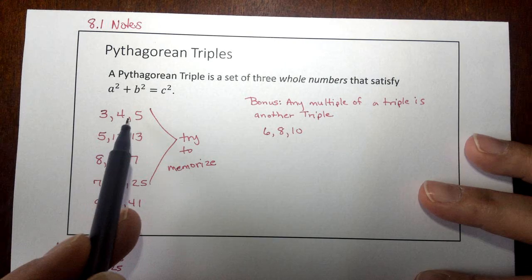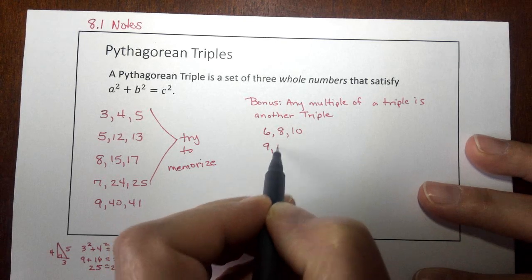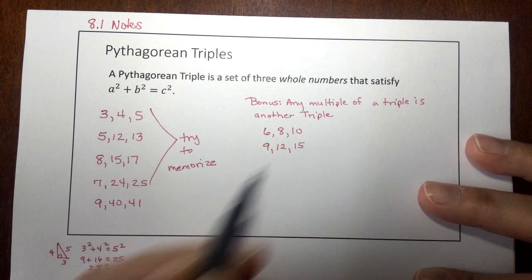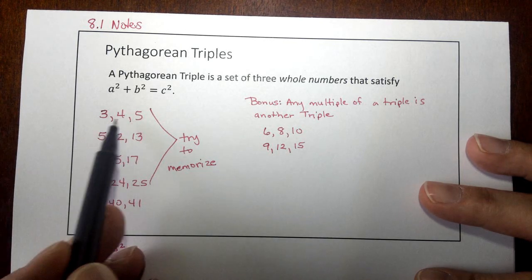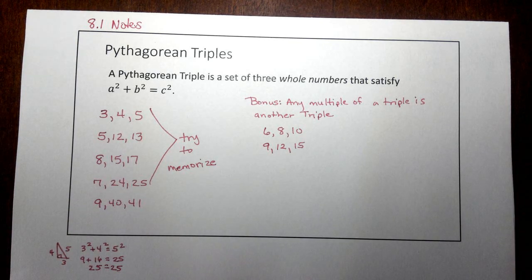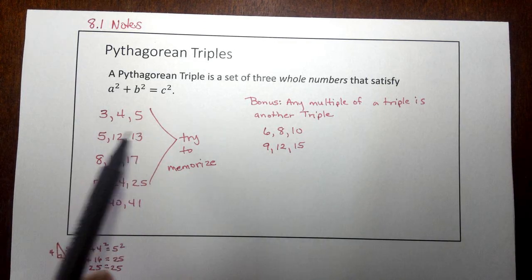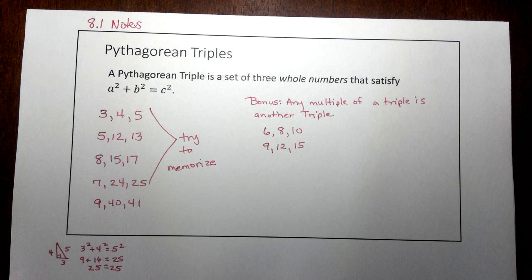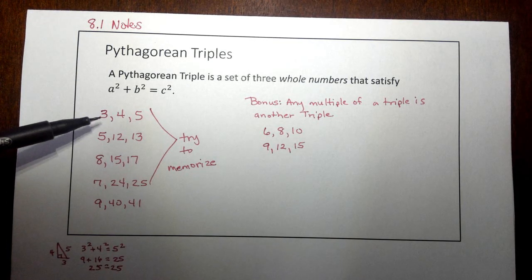You take 3, 4, 5 and multiply by 3, you get 9, 12, 15. Take 3, 4, 5, multiply by 4, you get 12, 16, 20. Still a triple. So you can take just one of these, 3, 4, 5, multiply by any whole number and make a new one. So you can get infinitely many just from the first one.